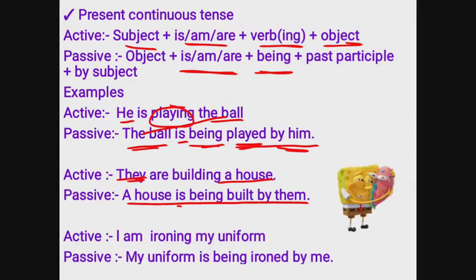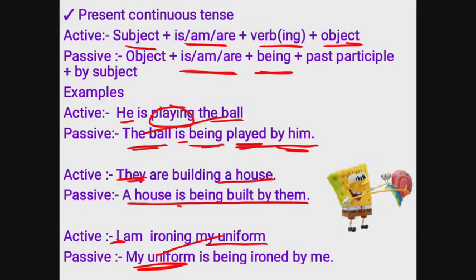I am ironing my uniform. Now let's look at this carefully. I is the subject. My uniform is the object because your uniform is the one receiving the action. To change to the passive voice, step number one, use your X rule. My uniform becomes the subject. You see it has come right here.